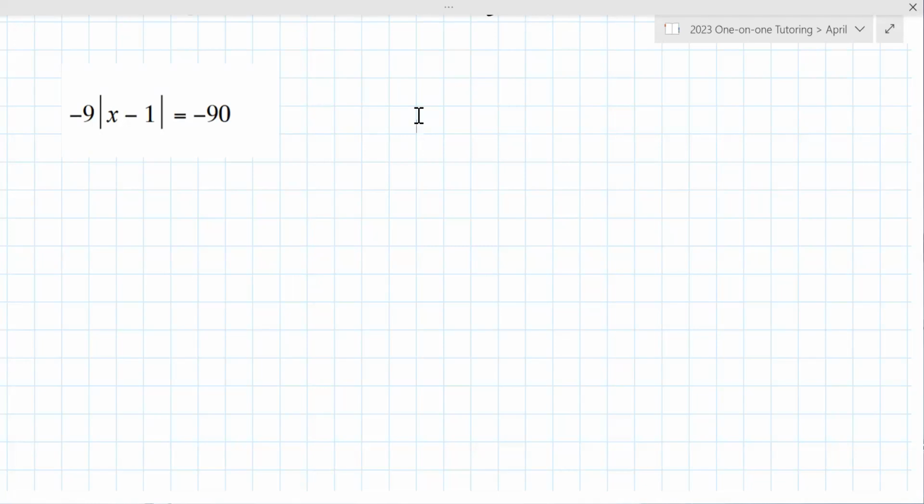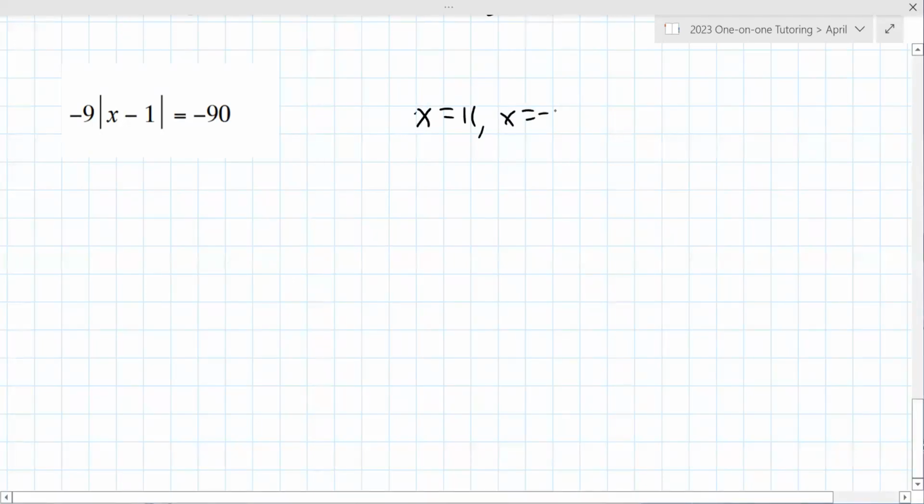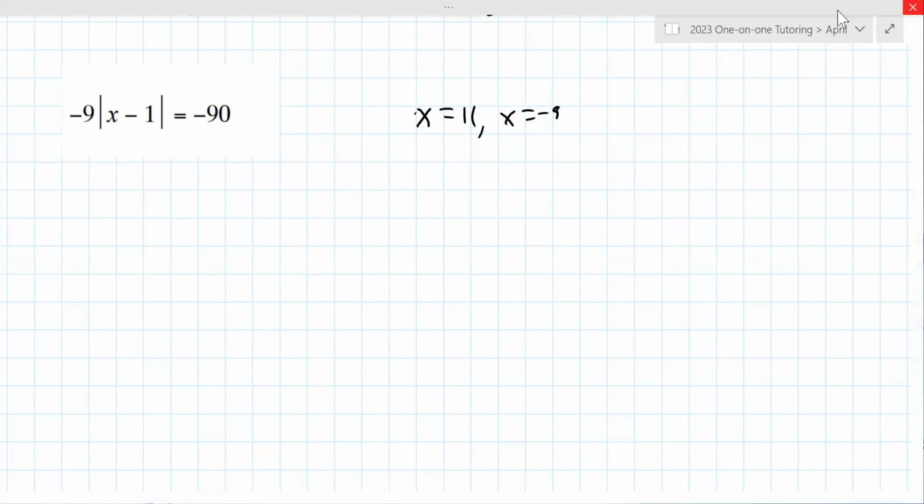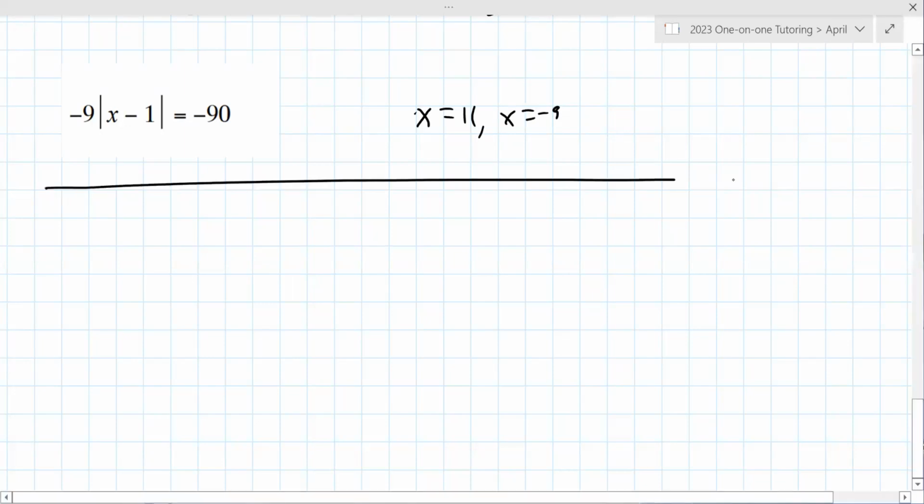All right. On this, I got x equals 11, x equals -9. And those are both perfect. Okay. So let's look at some inequality stuff here. Let me just pose the problem, and then we're going to talk about what this means.